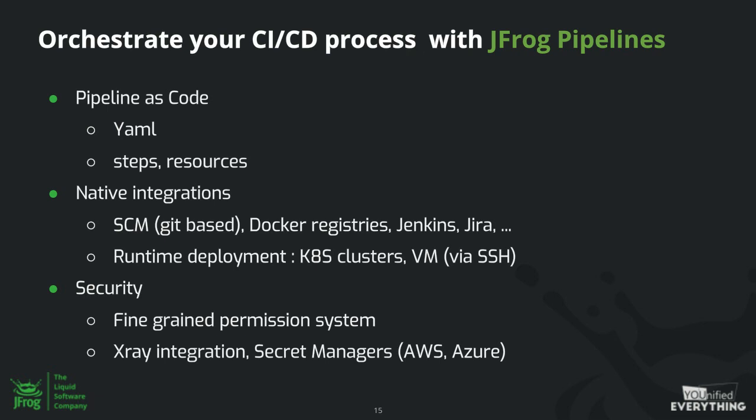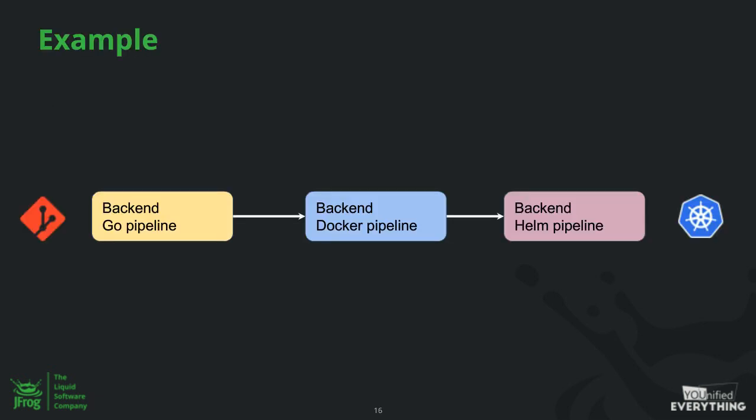For this demo, what I'm going to do is kick off my Go pipeline by doing a commit. It will build my Go application. When that is done, it will trigger the Docker pipeline to containerize my Go application. And when that is done, it will deploy to my Kubernetes cluster.